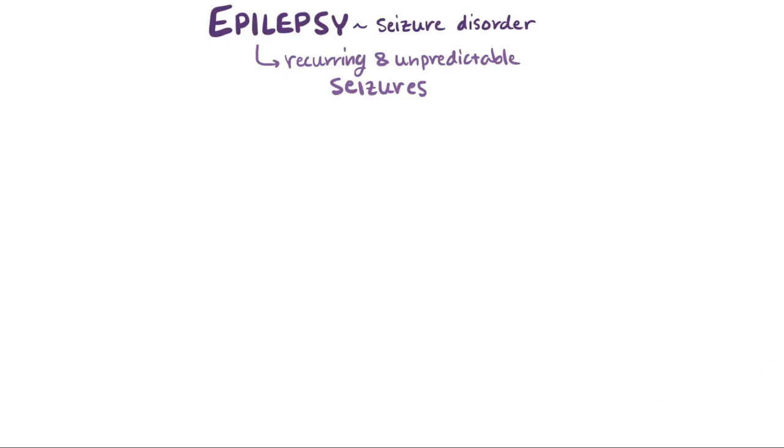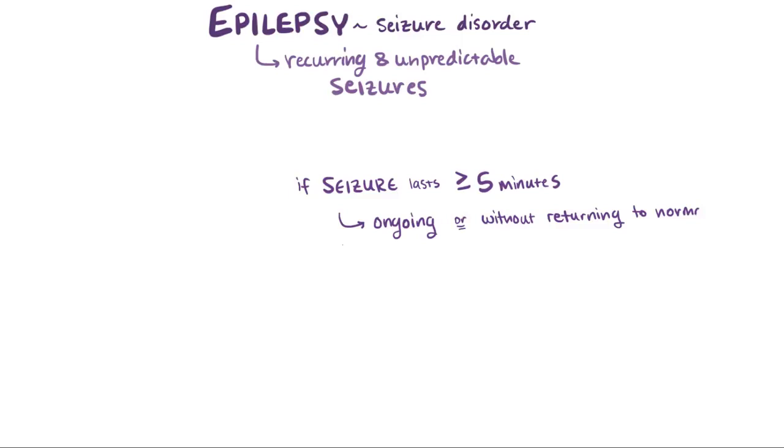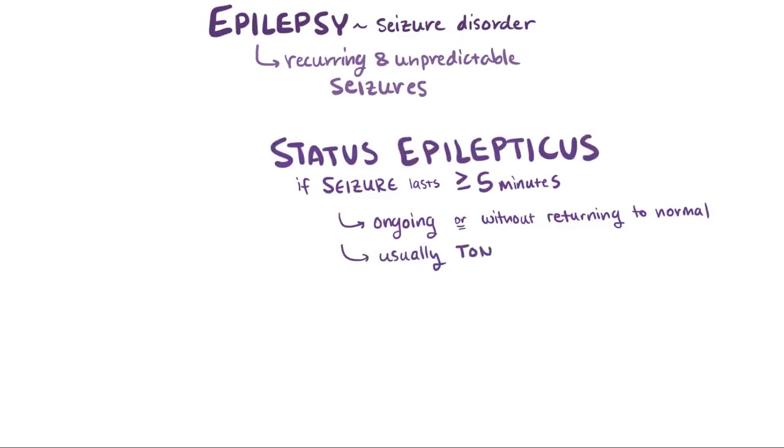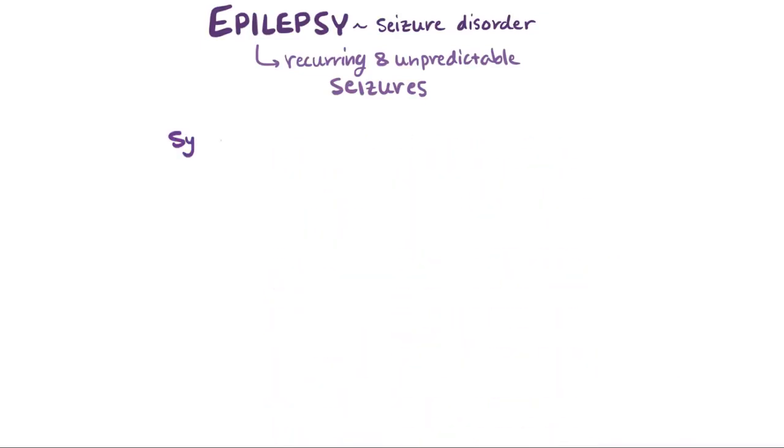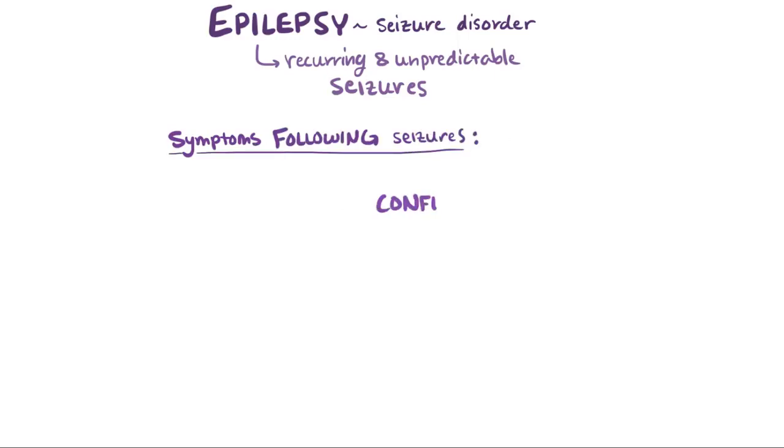If the seizures do last for a longer period of time, like over 5 minutes of ongoing seizures or having multiple seizures without returning to normal in between, then it's called status epilepticus. And these are usually the tonic-clonic subtype of seizures, but it can also be caused by other types that don't involve convulsions. This situation is considered a medical emergency and can be life-threatening if not treated immediately. Due to the severity of these seizures, patients are often treated acutely with benzodiazepines, which help enhance the effect of the inhibitory neurotransmitter GABA.